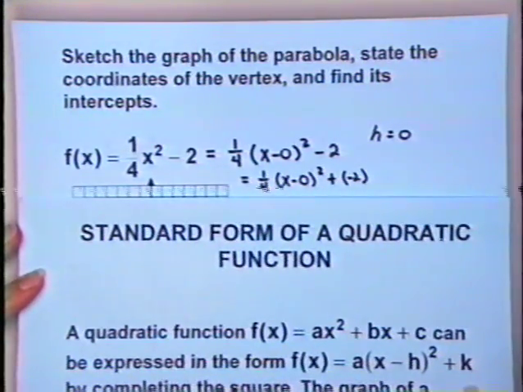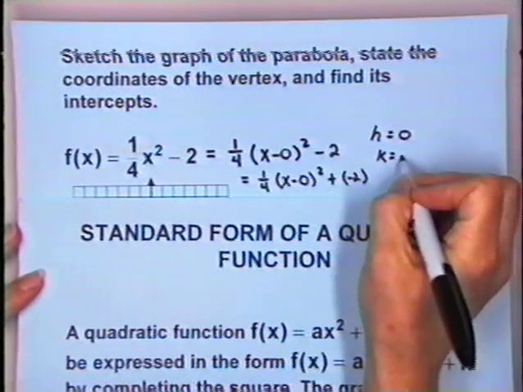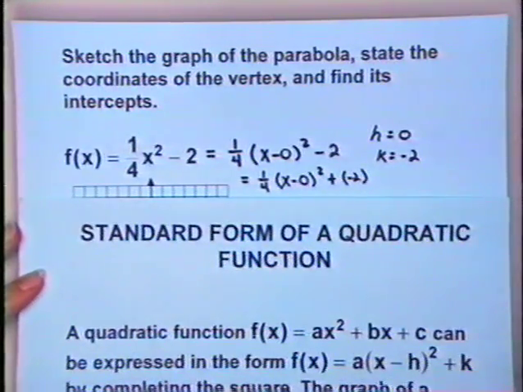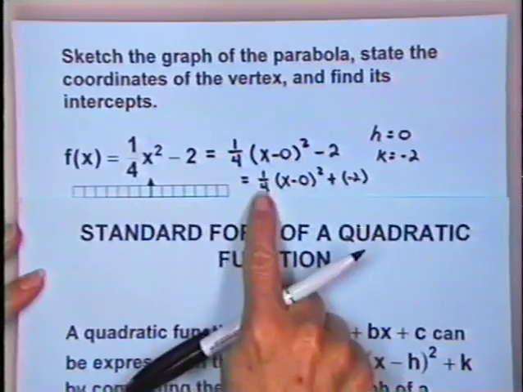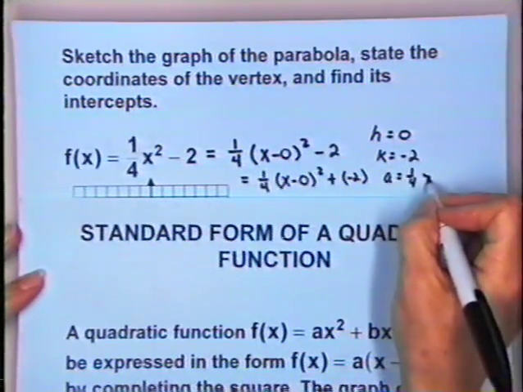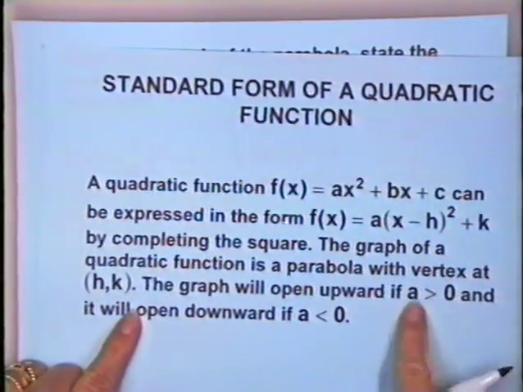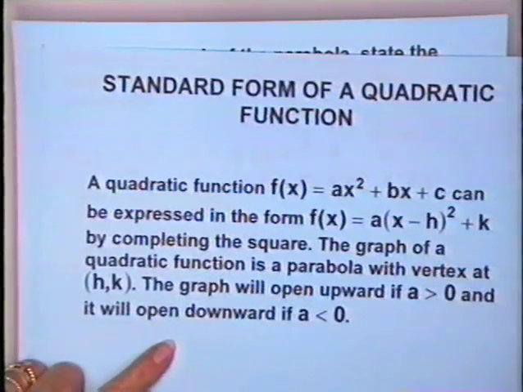And I'm just doing that to emphasize it says plus k. So I have to think about that to identify k here. K is negative 2. Okay? Now while we're looking at this, what is my a? As far as my standard form is concerned, my a is the 1/4, isn't it? Notice that my 1/4 is a positive number. It is greater than 0. So I know since a is positive, it's going to open upward.